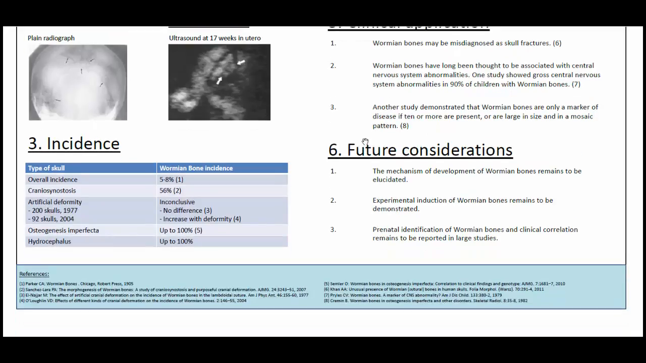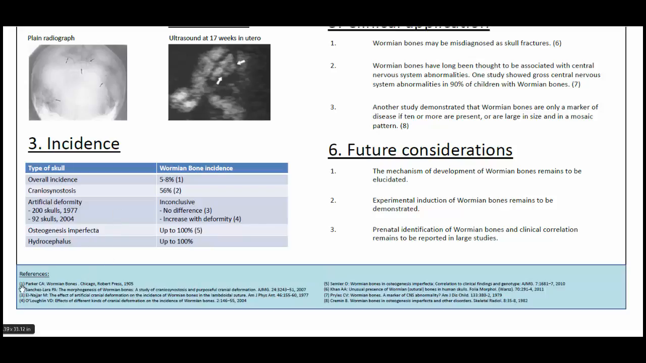Number 6, future considerations. The mechanism of development of Wormian bones remains to be elucidated, i.e. they seem to be related to congenital craniosynostosis, but it may be related to artificial deformity. Although experimental induction of Wormian bones has not been demonstrated, prenatal identification of Wormian bones and clinical correlation remain to be reported in larger studies than those cited.